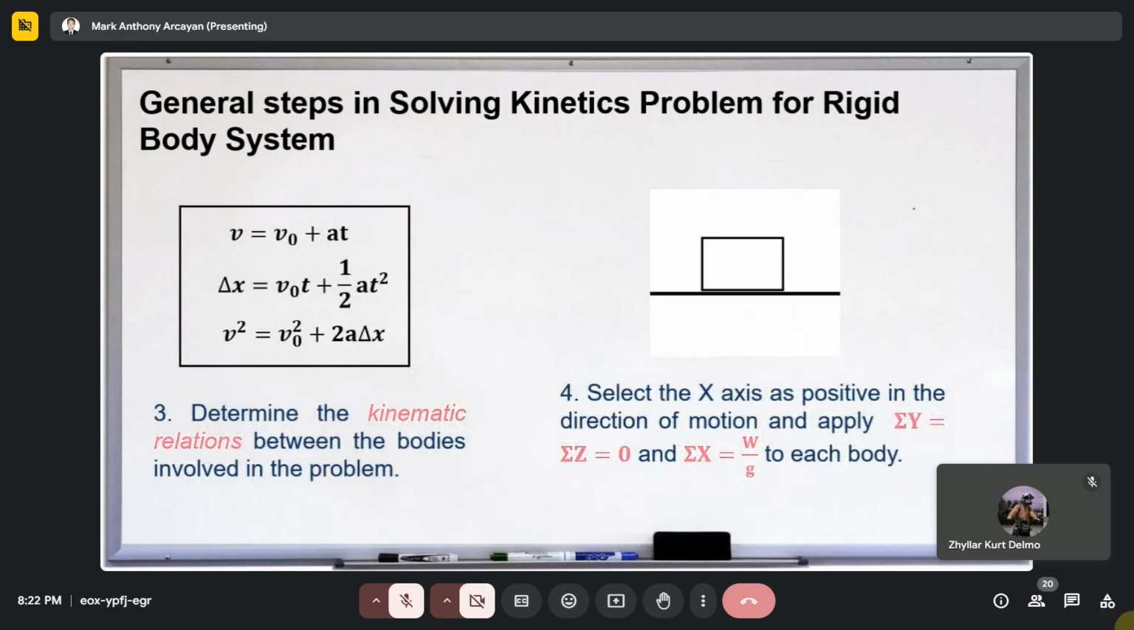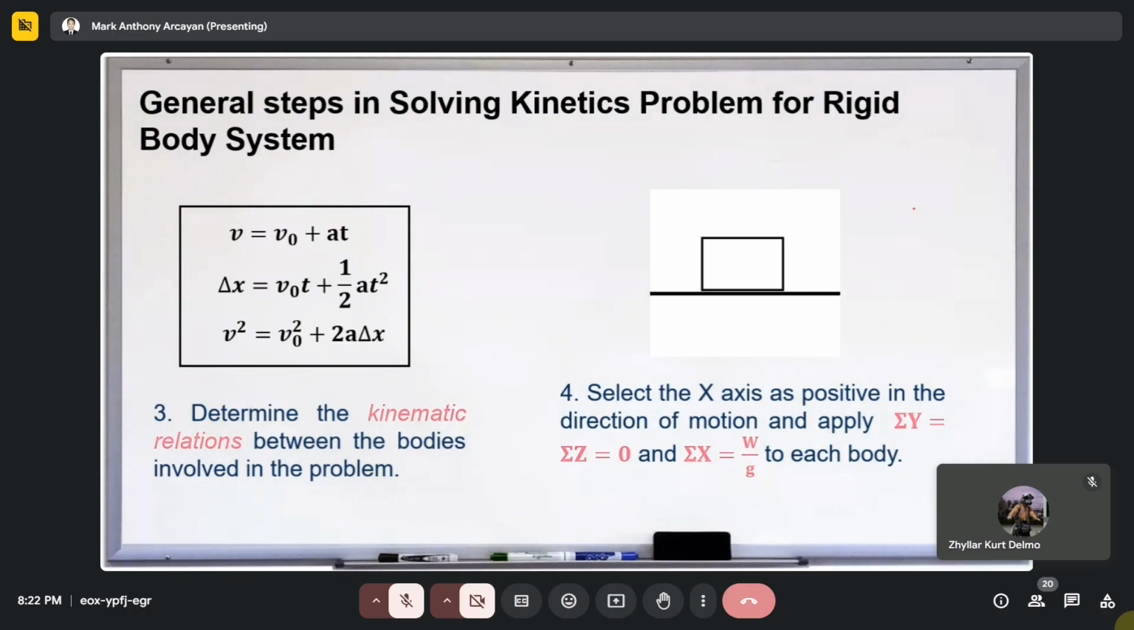Now, the third step, once we indicate all the external forces, then we are ready to solve the unknown parameters. We can start with the kinematic relations, like if the problem requires us to solve for the velocity, we can use either of these three kinematics equations. Now we can only use these if we're given at least three parameters, like the initial velocity, could be the displacement, could be the time.